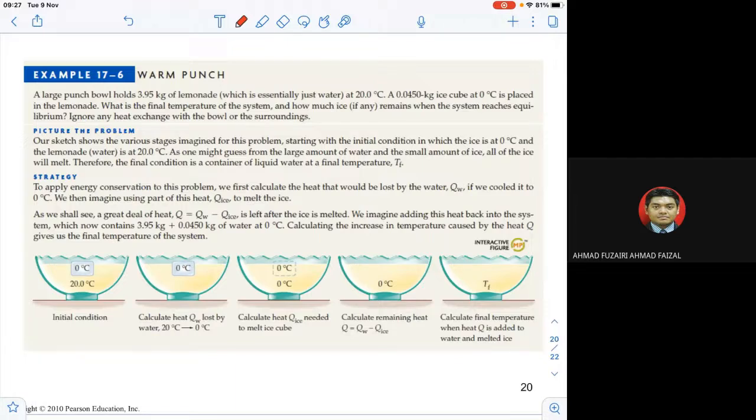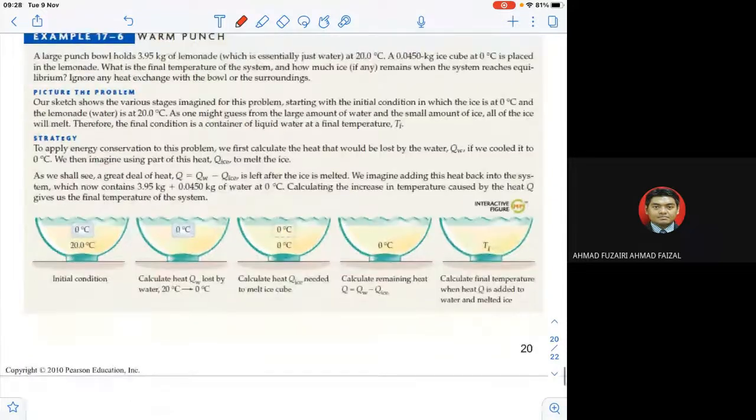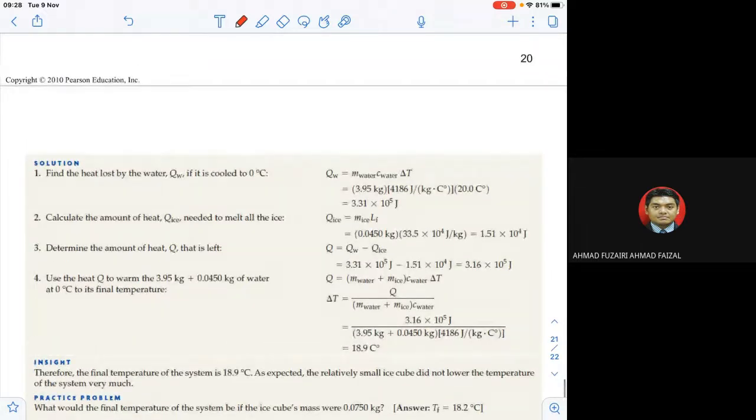Ignore any heat exchange with the bowl or the surroundings. So we can say that no heat goes in or goes out. It just happens between the ice and the water, the ice and the lemonade. So you can see here the initial conditions: 20 degrees Celsius lemonade, 0 degrees Celsius ice. Okay, so first we need to calculate the heat gained by the ice.